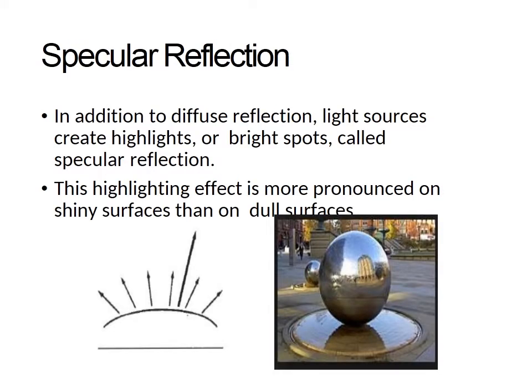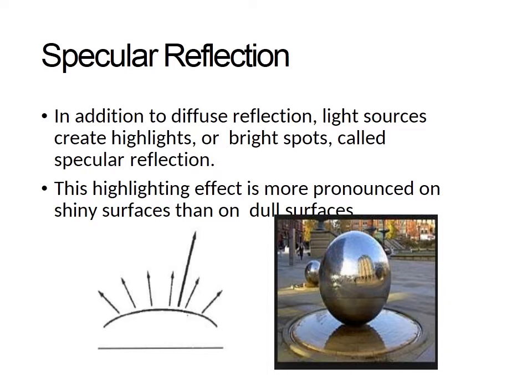Specular reflection: in addition to diffuse reflection, a light source creates highlights or bright spots called specular reflection. This highlighting effect is more pronounced on shiny surfaces than on dull surfaces. A perfect mirror reflects light only in the specular reflection direction. Other objects exhibit specular reflections over a finite range of viewing positions around vector R.